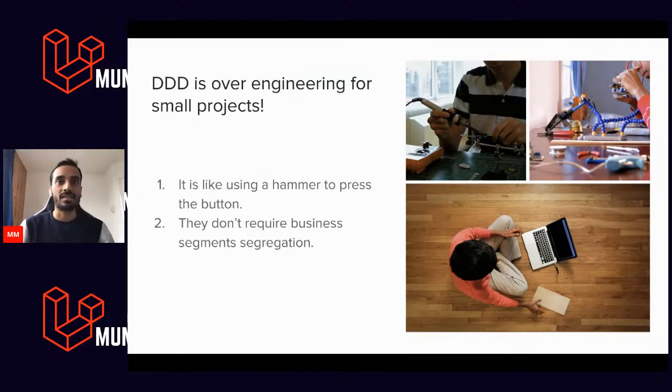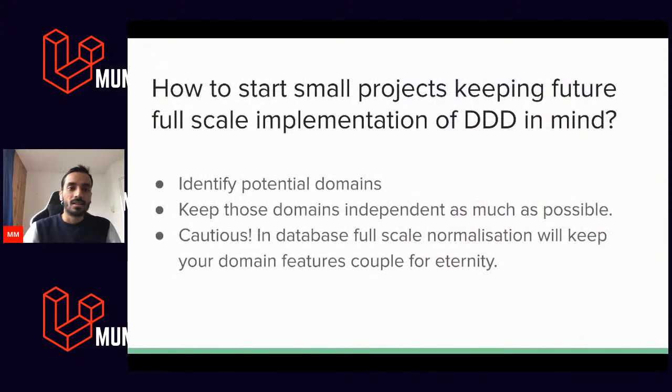Yes, complexities arise in a small project, but those can be handled in the core application, which need not be segregated, and don't require business segregation at all. So how do we start small projects keeping the future full-scale implementation of domain-driven design in mind? As a small project, we think that we want to develop something, and we see that in the future it is going to grow in this direction.